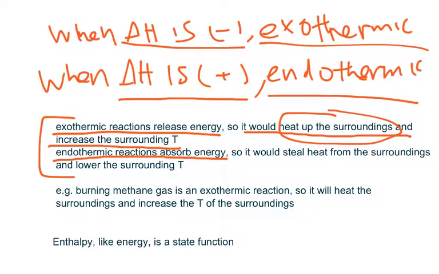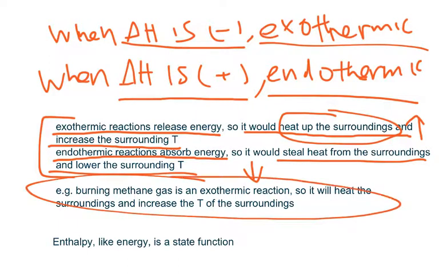They absorb energy. So if a reaction absorbs energy, that means it steals energy from the surroundings to give itself energy. So it would steal heat from the surroundings and lower the surrounding temperature. So endothermic reactions cool down the surroundings, while exothermic reactions heat up the surroundings. So I talked about this example, and now let's talk about one final thing.